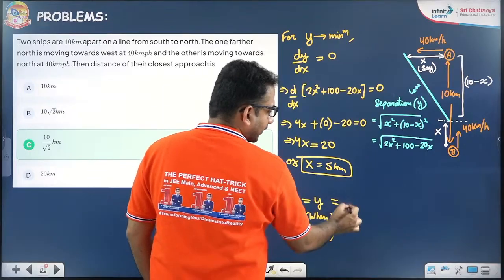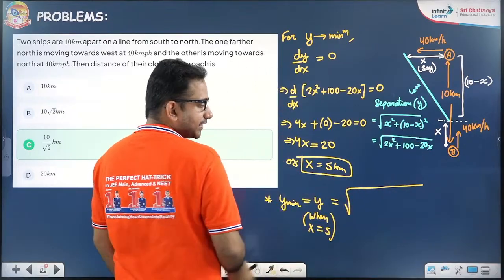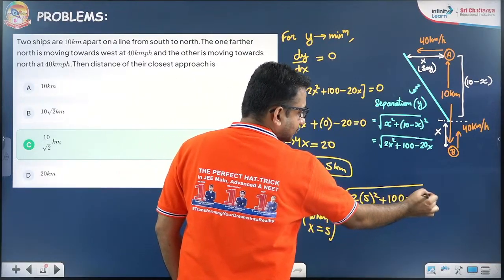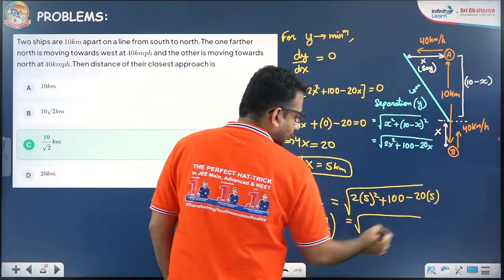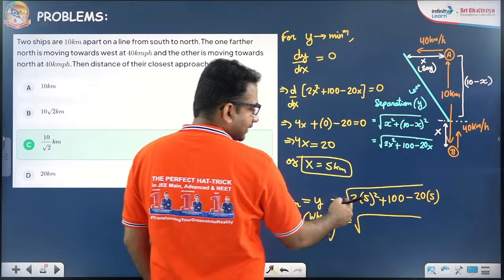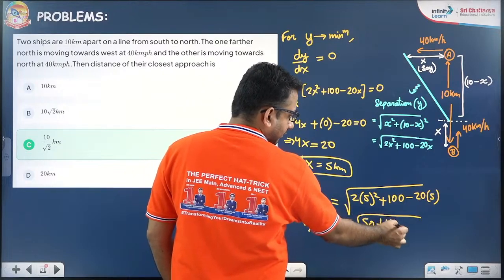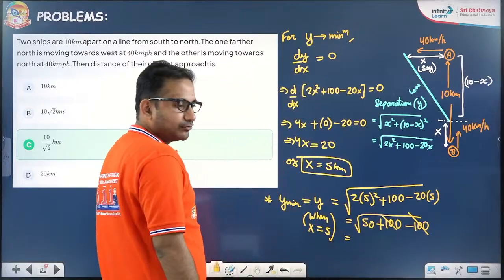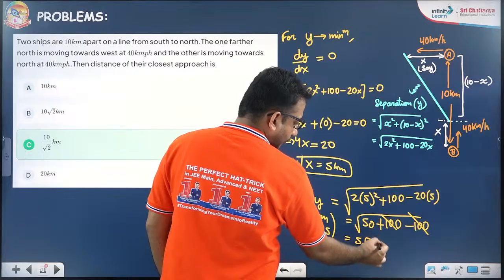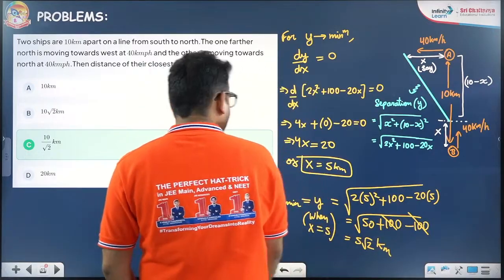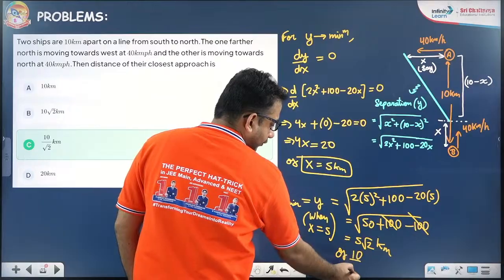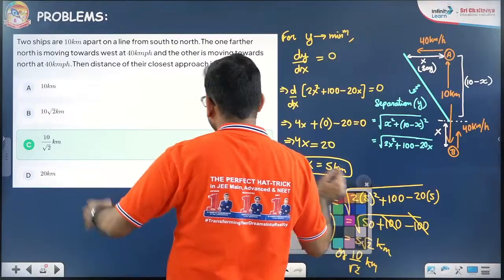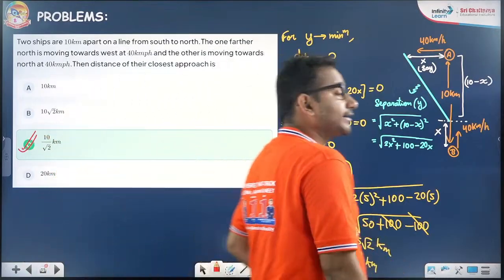So that will be equal to under root of, in this expression you are supposed to keep x as 5, 2 into 5 square plus 100 minus 20 into 5. So that will be under root of 5 square is 25, 25 into 2, 50, plus 100 minus 20 into 5 is 100. See, this 100 got cancelled. Root 50 you got. Root 50 means 5 root 2 kilometers, or you can also write it as 10 by root 2 kilometers. 5 root 2 or 10 by root 2. And see, hence the correct answer is already the highlighted answer.